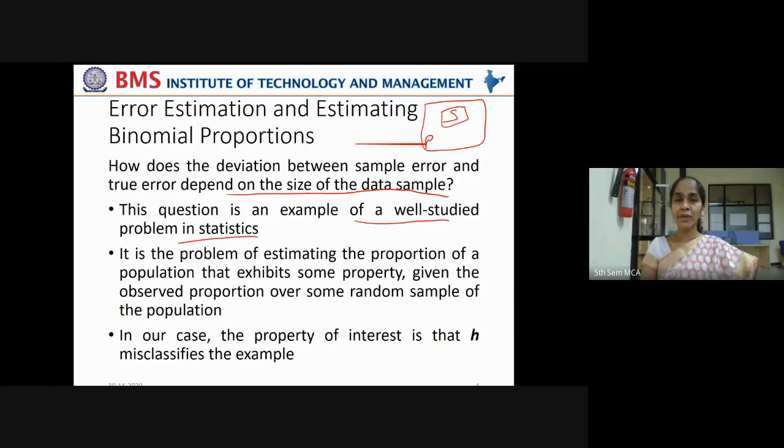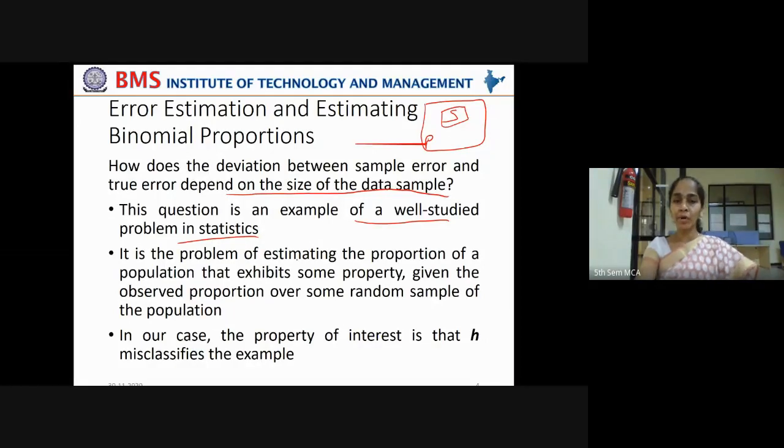Okay, it has learned very well from the training data and it is able to predict properly with the unseen data or new data point also. In that case, we say that there is less deviation between the sample error and the true error. That is the error related to the population. That is the error related to the unseen data or new data instances given to the machine learning model. Okay, so this is the question of interest and it is well studied in this area of statistics.